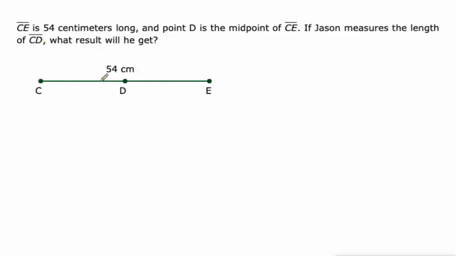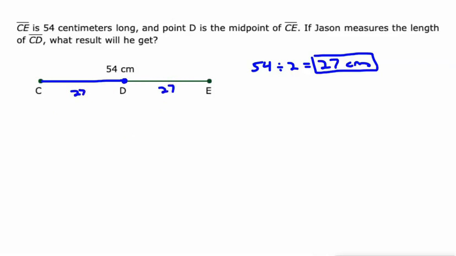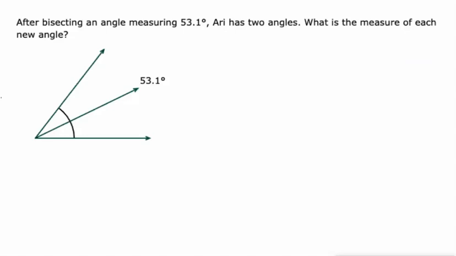CE is 54 centimeters long. Point D is the midpoint. This is the midpoint. If Jason measured the length of CD, then what result will he get? Well, it should be half of 54. So instead of multiplying by 2 this time, we'll just divide by 2, and that would be 27 centimeters. So 27 centimeters here, 27 centimeters here, that would add up to 54. It's the definition of a midpoint.